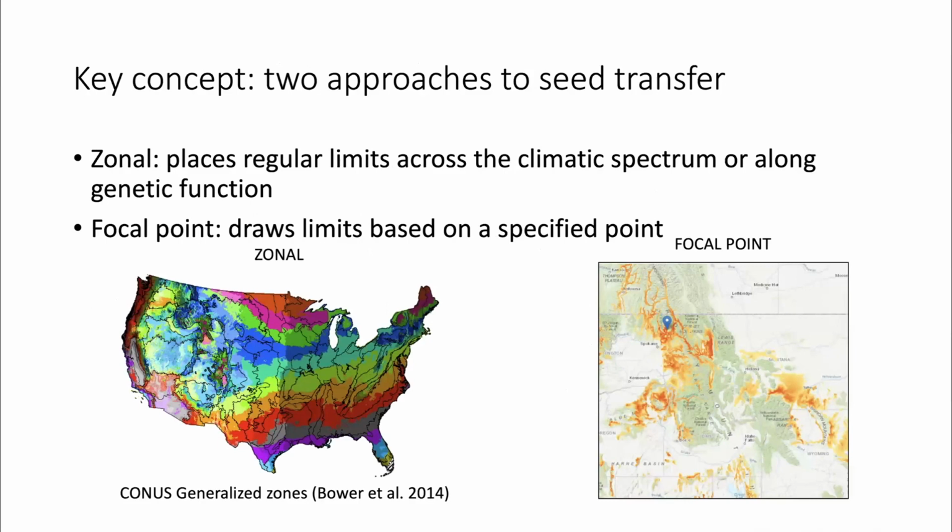So one concept I wanted to cover were the two different types of seed transfer. One of them is called zonal, and that's where you take your climate variation or your trait function variation, and parse it up into regular segments, and you get something like you see down on the left, these generalized seed transfer zones by Bauer et al. The other way to do this is called a focal point seed transfer approach, and that's where it draws the limits out from a specific point. As you can see on the right here, I have a point near one of our experimental forests in northern Idaho.